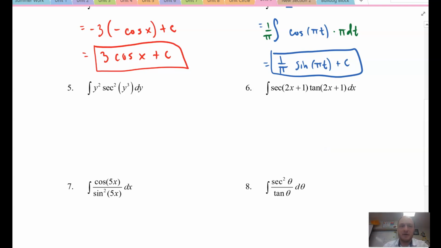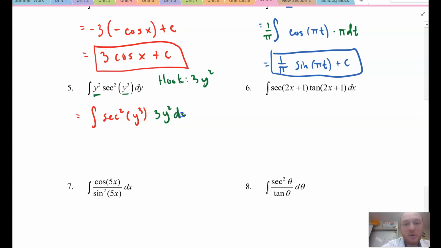Same idea here. I am going to go ahead and look at the inside of my trig function, secant squared of y cubed. And lo and behold, the derivative of y cubed is 3y squared. Right? So notice I do have the y squared accounted for. I can go ahead and rewrite this to be the integral of secant squared y cubed. Okay, and then I'll go ahead and introduce a 3 with the y squared, and since I introduced 3, I have to balance it. So I have 1/3, okay, the integral of secant squared.